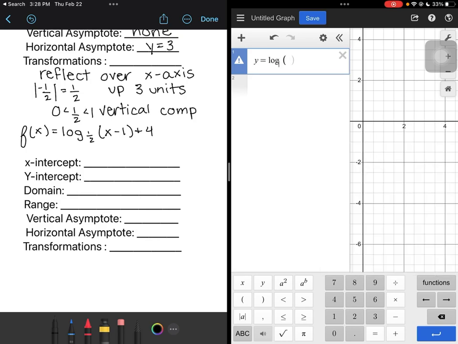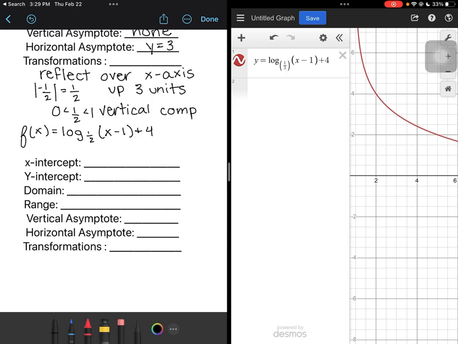All right, so log A. Inside my base, it's 1/2, so I do need to put parentheses around the 1/2 so that it stays in the base. If not, it'll try to separate it. And then I have x minus 1 and plus 4. So I want to make sure that my equations look the same, and they do.